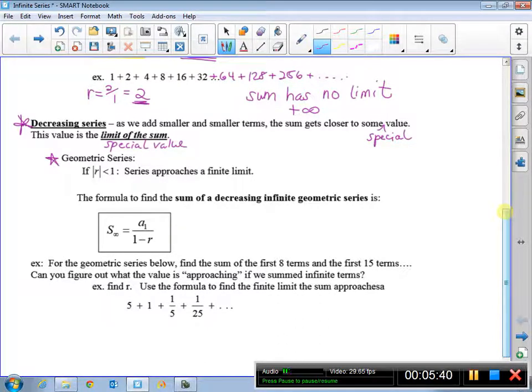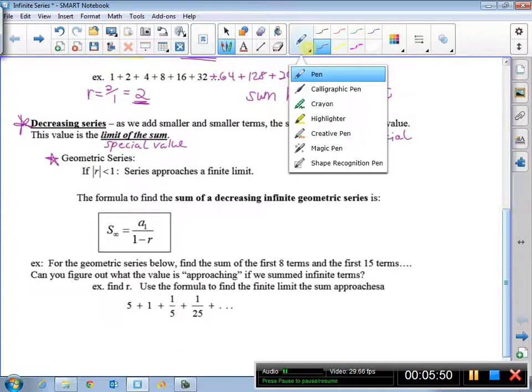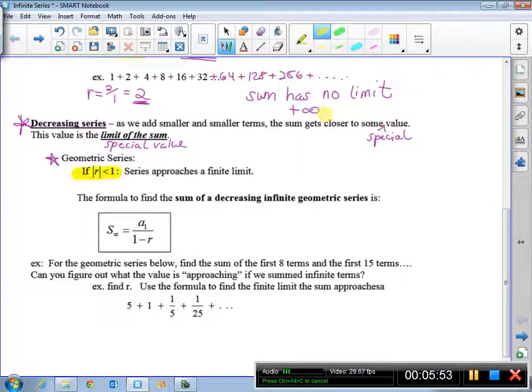So this only happens for geometric series. Notice we're not doing the arithmetic here because we did it up above. With arithmetic, there's never a limit. So in this case, if the absolute value of the r value is less than 1, that means we're looking at a fraction between -1 and 1. Then the series is going to approach that special value. Here it is. This is still the special value.